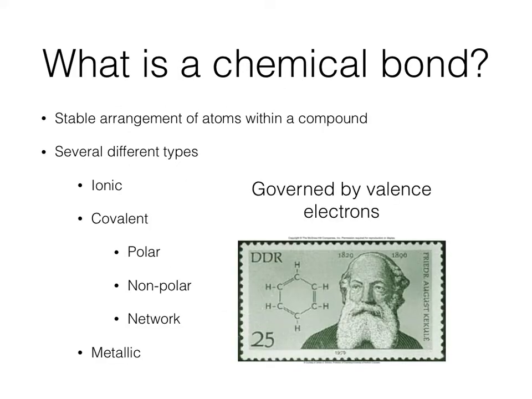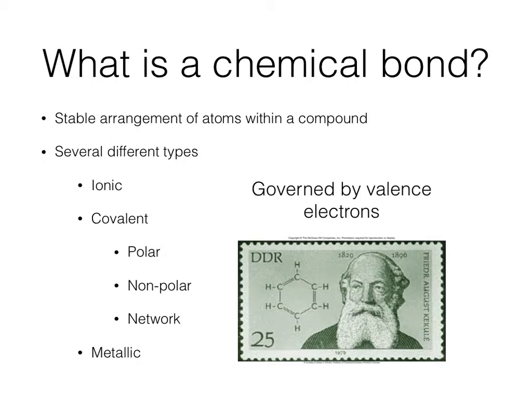So what is a chemical bond? It is a stable arrangement of atoms. Basically, it's the reason that things tend to come together: the formation of a chemical bond. Without chemical bonding there would be no reactions, nothing would happen. Everything would just be hanging out by itself.